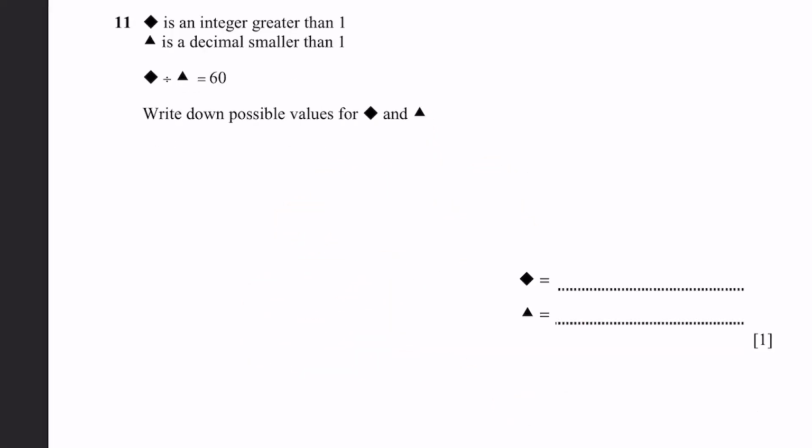Question 11. Diamond is an integer greater than 1, triangle is a decimal smaller than 1. Diamond divided by triangle is equal to 60. Write down possible values for diamond and triangle. Well, if we divide something by something, we get 60. Diamond's an integer, triangle's a decimal.